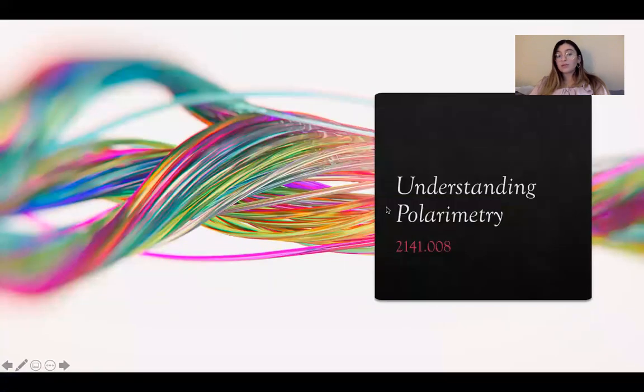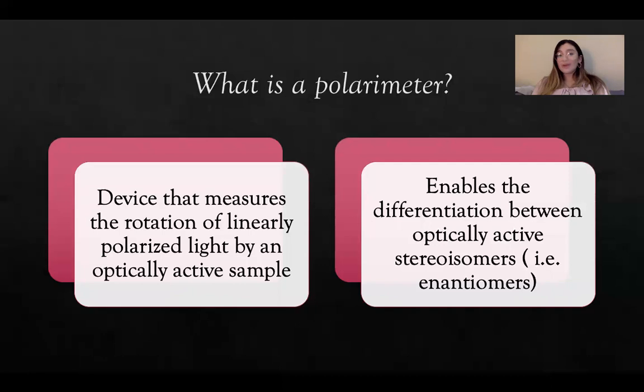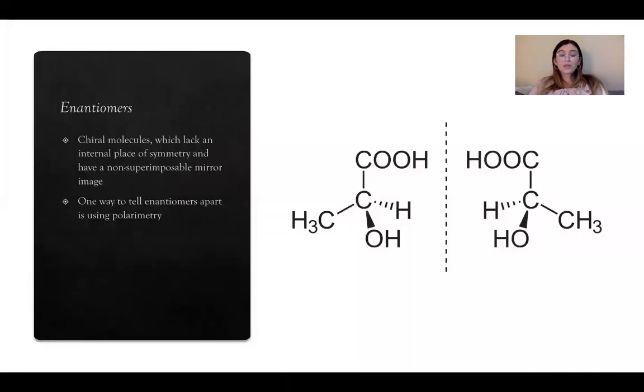Okay, understanding polarimetry. What is a polarimeter? It's a device that measures the rotation of linearly polarized light by an optically active sample. It basically enables the differentiation between optically active stereoisomers, for example, enantiomers. Enantiomers are chiral molecules which lack an internal plane of symmetry and have a non-superimposable mirror image.